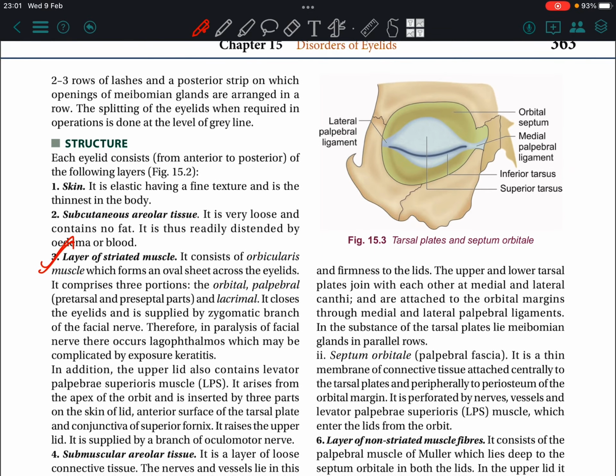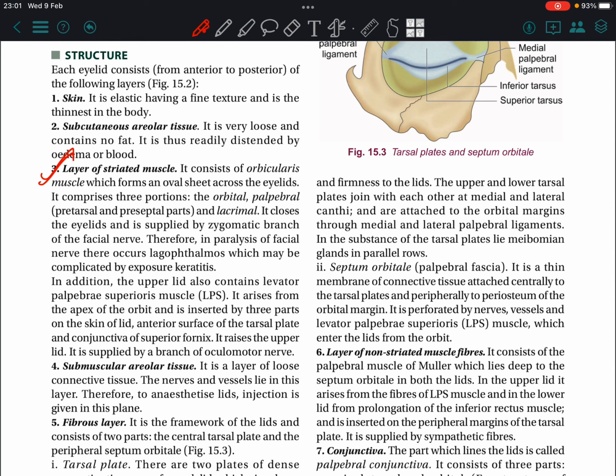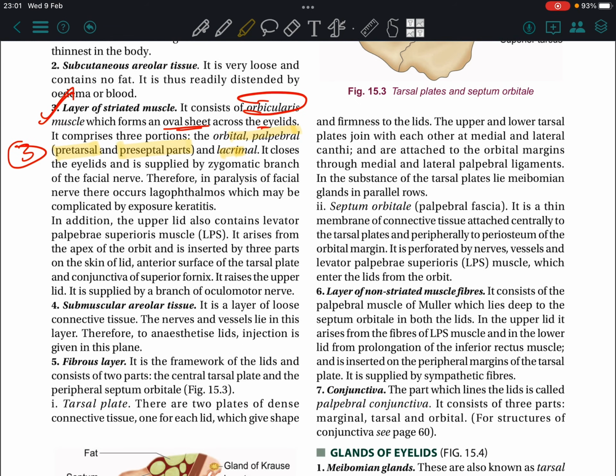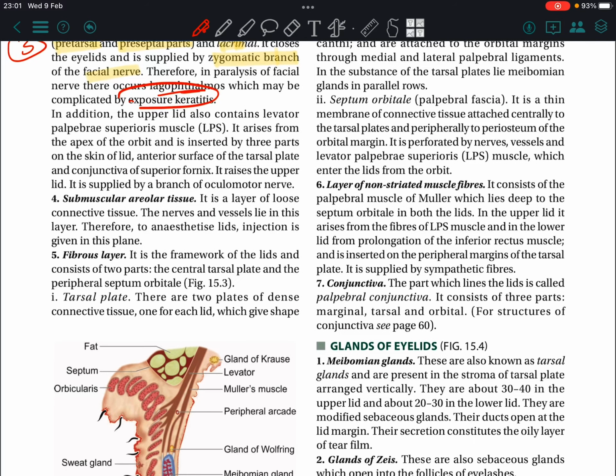The layers of striated muscle present: the main muscle is the orbicularis oculi muscle, which forms an oval sheath around the lids. It comprises 3 portions: the orbital part, palpebral part, and lacrimal part. The palpebral part is divided into pretarsal and preseptal parts. It closes the eyelids and is supplied by the zygomatic branch of the facial nerve. Therefore, in paralysis of the facial nerve, there occurs lagophthalmos, which may be complicated by exposure keratitis. Lagophthalmos we'll see in the future.